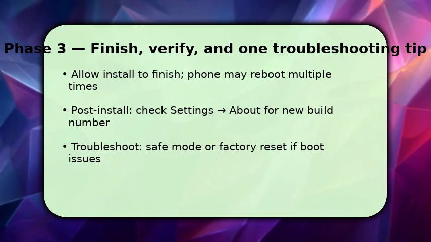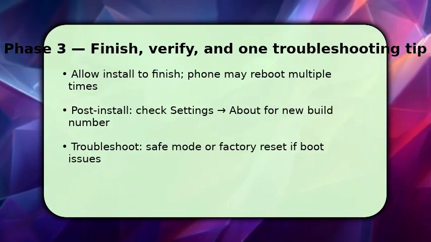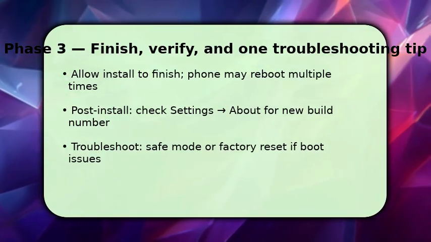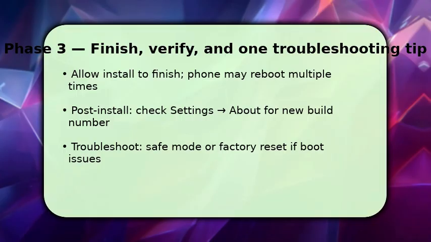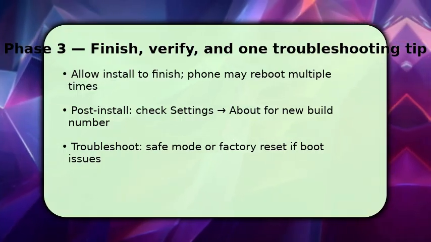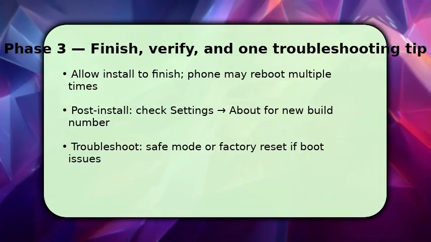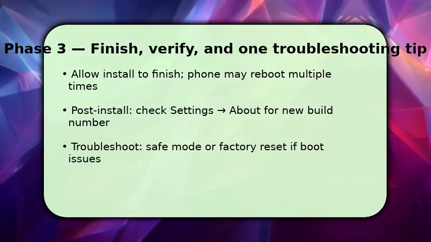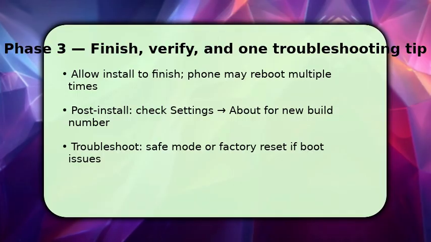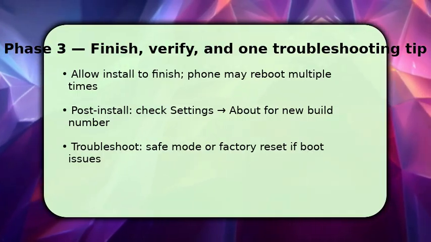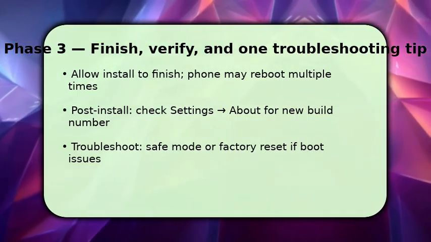You allow the installer to run. The Poco M3 will reboot and apply changes. This can take several minutes, and multiple restarts are normal. After the final boot, verify the new build number in Settings, then About Phone, and open key apps to confirm they function. If something goes wrong and the phone won't boot, try Safe Mode to uninstall a problematic app.